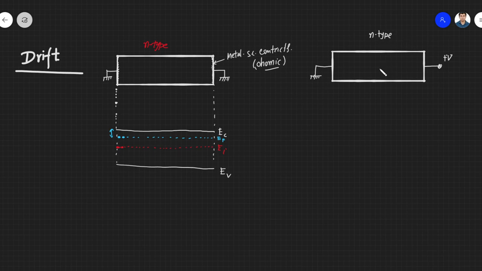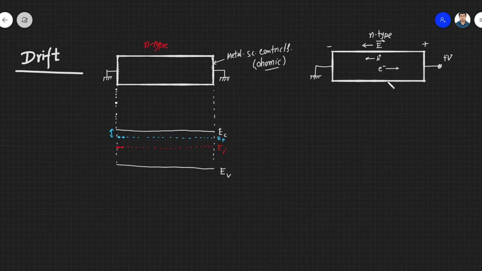So what will happen? The majority carriers, electrons, will move towards this positive electrode, and the holes present in this semiconductor will move towards the ground, right? If you write down the electric field, it is in this direction. The electric field is from positive to negative. This side is positive, comparatively this side is negative. So the field direction is positive to negative, and the electron moves opposite to the electric field.